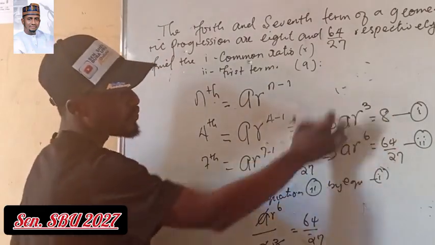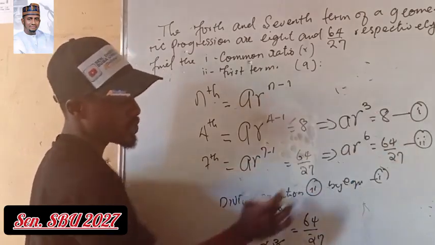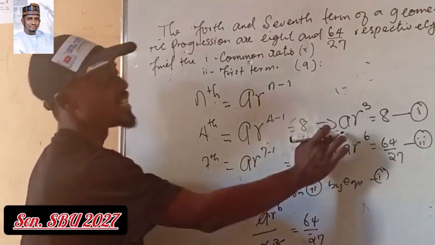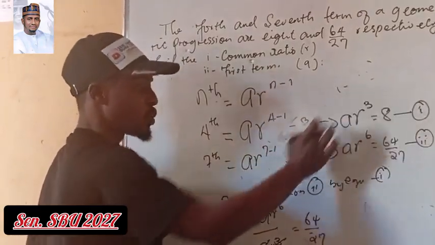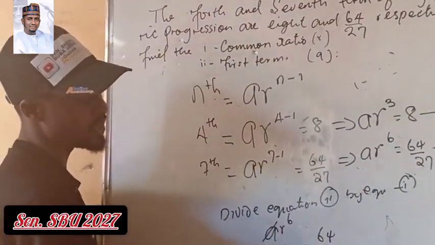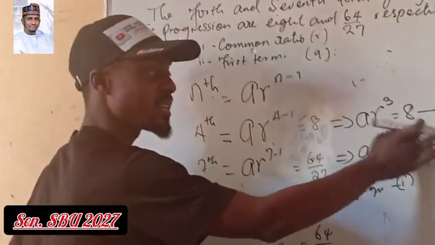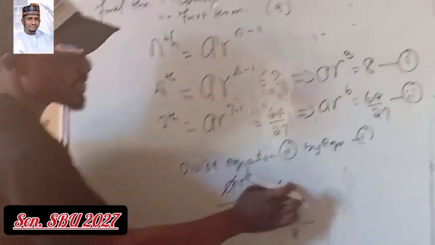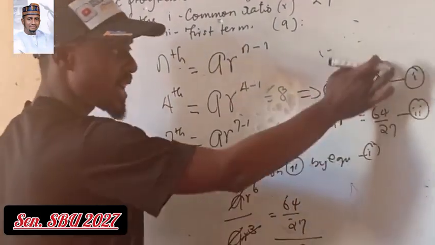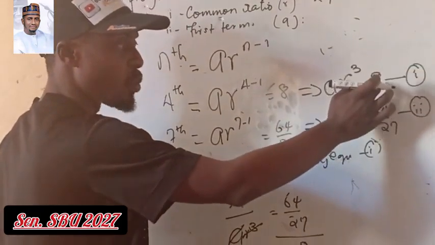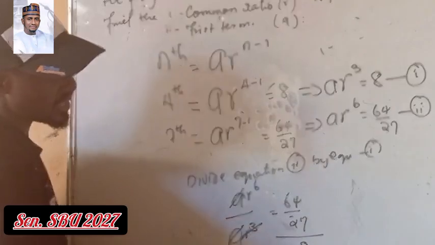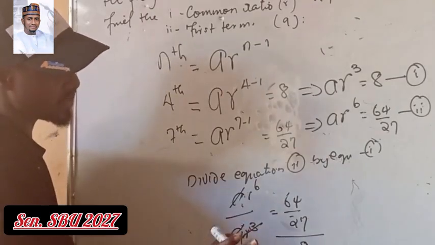The right hand side of equation 2 is ar^6. We now put ar^6, divided by the right hand side of equation 1, which is ar^3. We divide by 8, equal to the right hand side of equation 2, 64/7, divided by the right hand side of equation 1, which is 8. A cancels, A has been eliminated.